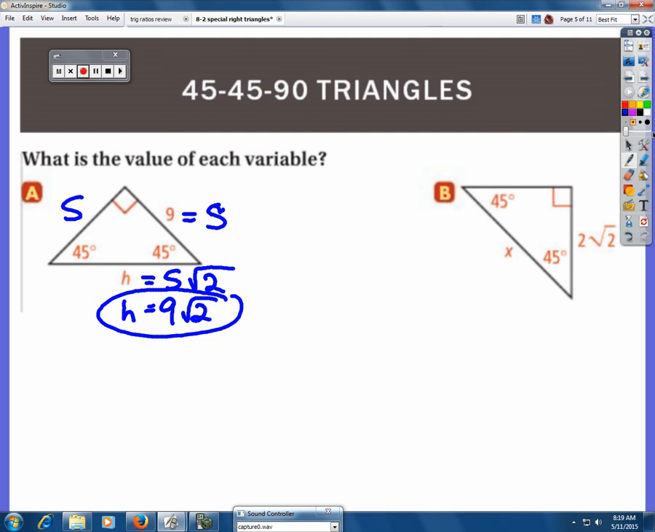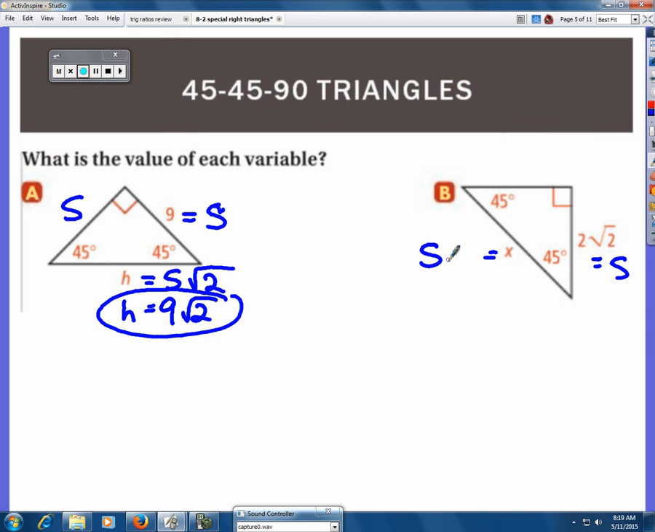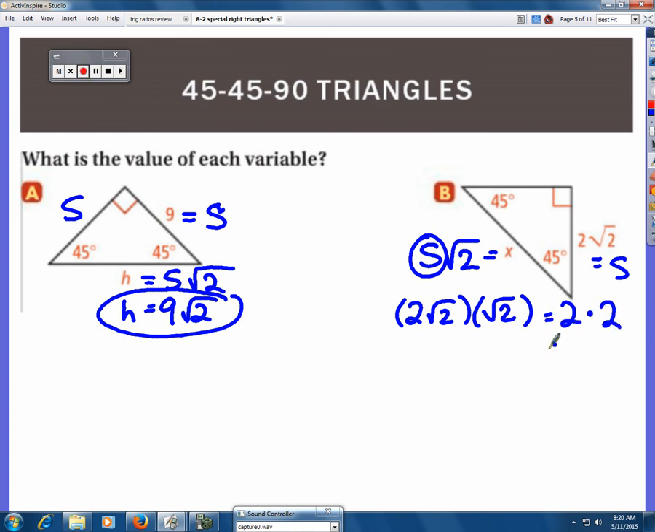Now the second triangle, I have a side again, which is S, and the hypotenuse I don't know. Just remember that is S square root of 2. Well, if S is 2 square root 2, I'm going to take that and plug it in for S. So I have 2 root 2 times root 2. Remember, when you multiply a square root radical by itself, it undoes the square root. So basically I have 2 times 2, which is 4. So x equals 4.